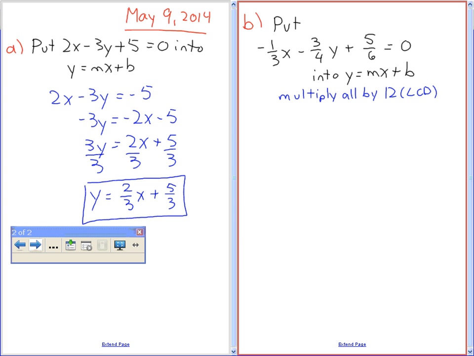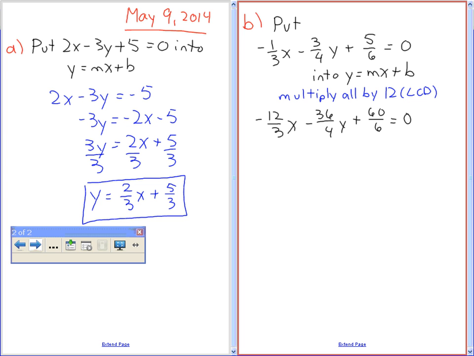All right, so here I'm going to call this negative 12 over 3 x minus 36 over 4y plus 60 over 6 equals 0. So what I did was I just multiplied the numerators for all three sets of fractions. All right?